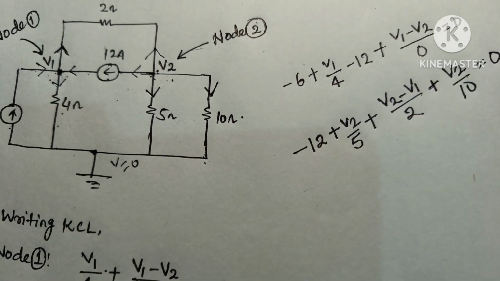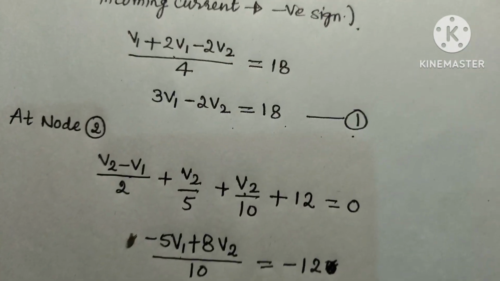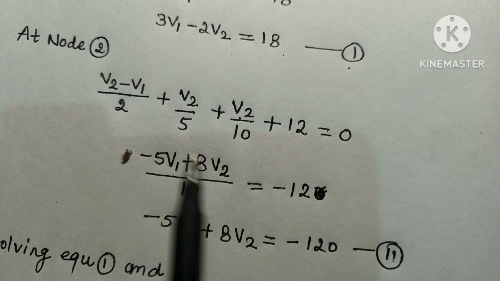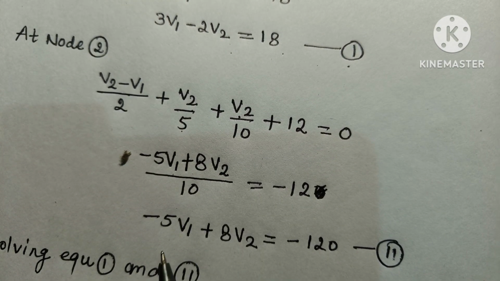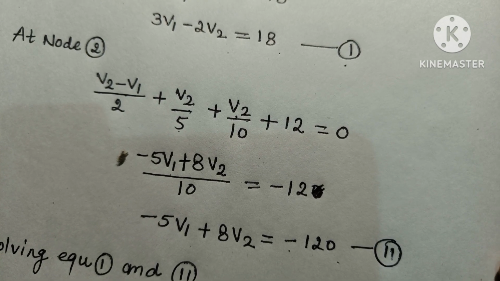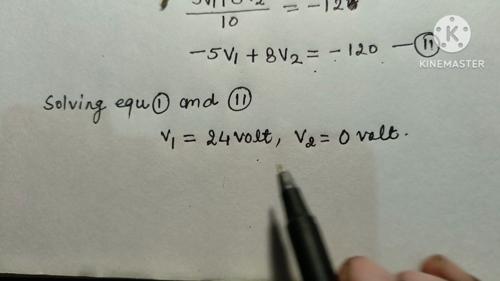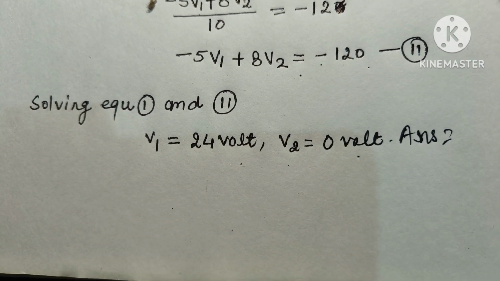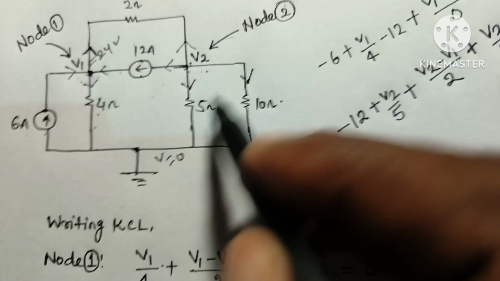If we readjust this equation, we will find equation number 2 like this: (V2 minus V1) by 2 plus V2 by 5 plus V2 by 10 plus 12 equal to 0, and after readjustment the equation becomes minus 5V1 plus 8V2 equal to minus 120. Now we will solve equation 1 and equation 2, and we will get V1 equal to 24 volt and V2 equal to 0 volt. So our final answer is V1 equal to 24 volt and V2 equal to 0 volt.